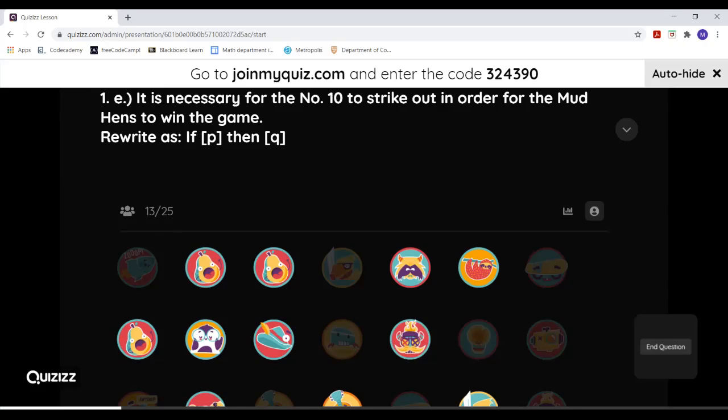So it says it is necessary for the number 10 to strike out in order for the Mud Hens to win the games. So if you want a little tip, I'll keep going. If I read this, it almost sounds like it should be if number 10, then Mud Hens. But it is necessary flips that. So if that helps. That is not what it is.